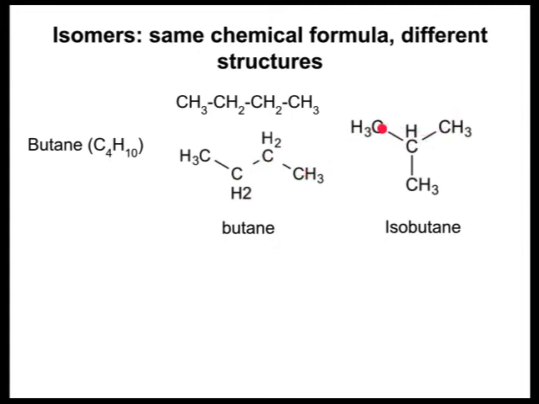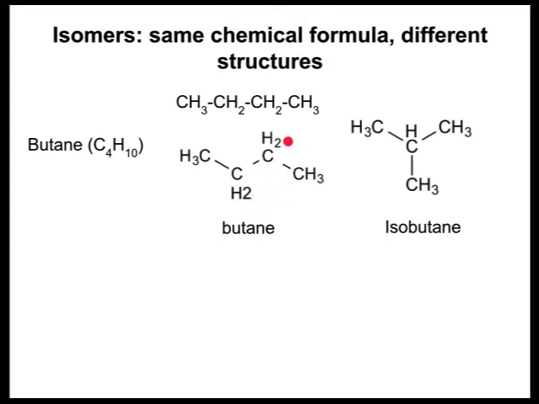In this case, instead of having a four-carbon chain, now we have a 1, 2, 3 carbon chain, and we have a fourth carbon stuck onto that middle carbon. All right, so these two molecules have the same chemical formula, C4H10, but they are two different structures. They are two different molecules with different chemical and physical properties. This one is isobutane, and this one is butane. They are going to differ in terms of boiling point, in terms of solubility, and various other physical properties.